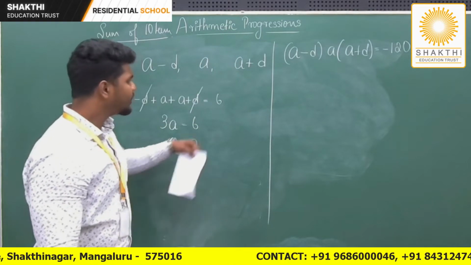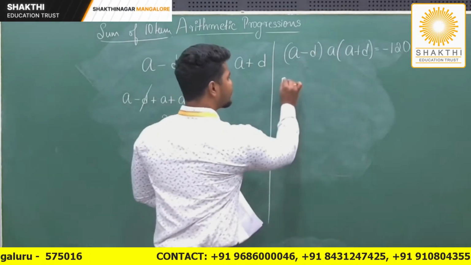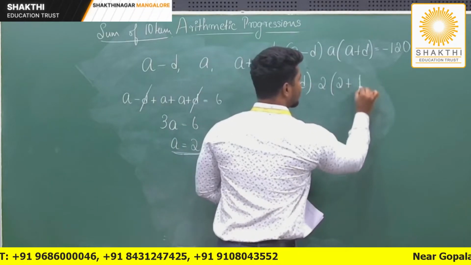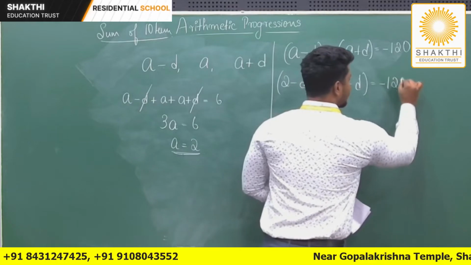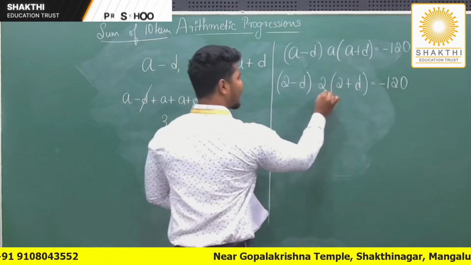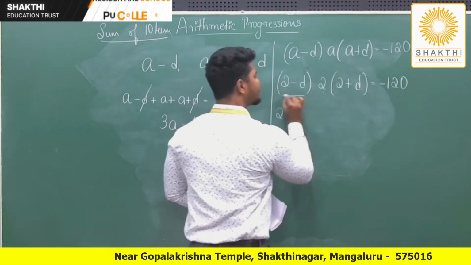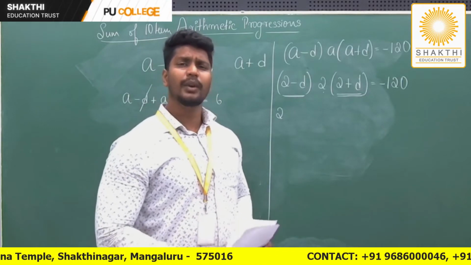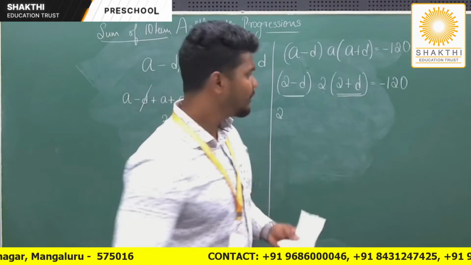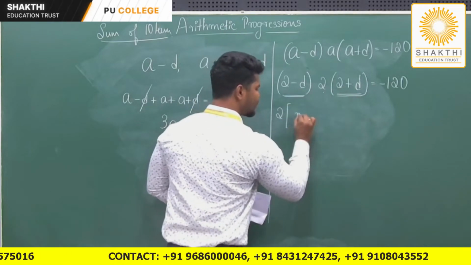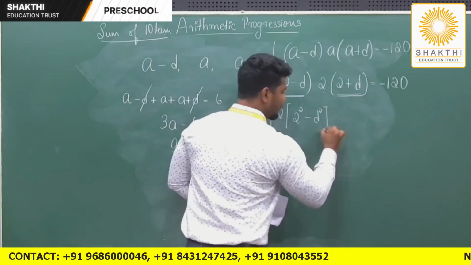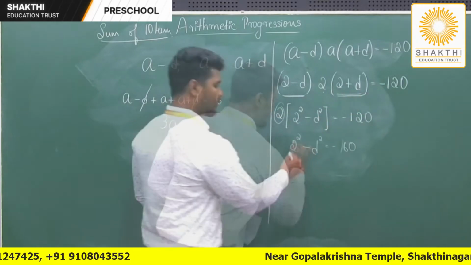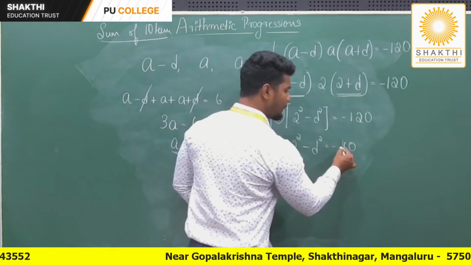So, substituting the values in the second equation, we have 2 minus d multiplied by 2 plus d equal to -120. Simplifying, I'll write this 2 first. The remaining thing is 2 minus d into 2 plus d. We all know what a plus b into a minus b is: a square minus b square. Similarly, 2 plus d into 2 minus d is 2 square minus d square, which is equal to -120. Dividing by 2 on the other side, 2 square minus d square is equal to -60.